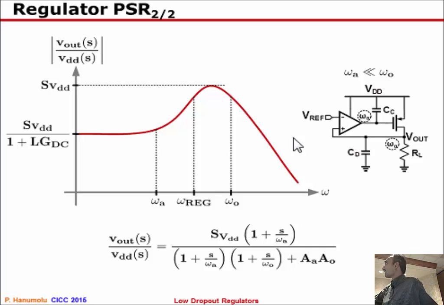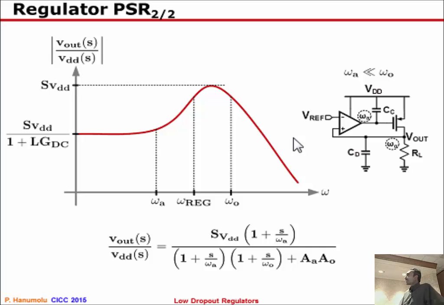Then what happens is when you hit the dominant pole, which is sitting at the amplifier output, the loop gain is going to drop off at 20 dB per decade. Okay, so which means that the loop's ability to suppress noise from supply is also going to drop off at the same rate, and that manifests itself as a degraded power supply rejection beyond the amplifier output pole frequency.